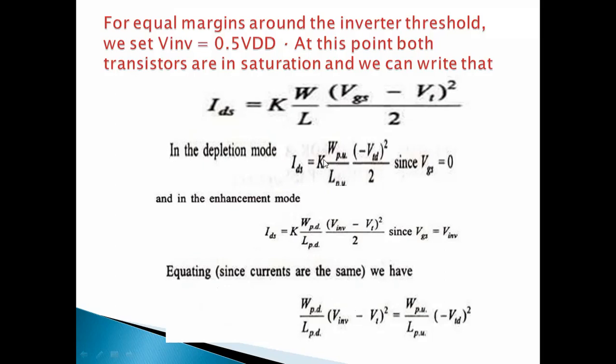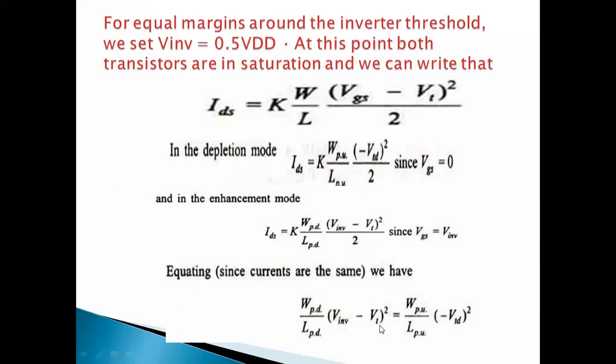The only difference is this expression, WPU to LPU, as well as the threshold voltage equation. Just equate the two equations, equation 1 and equation 2, then we can get this: WPD by LPD into (V inverse minus VT) whole square equals WPU divided by LPU into (minus VTD) square. Here VTD is nothing but the threshold voltage of the depletion mode.